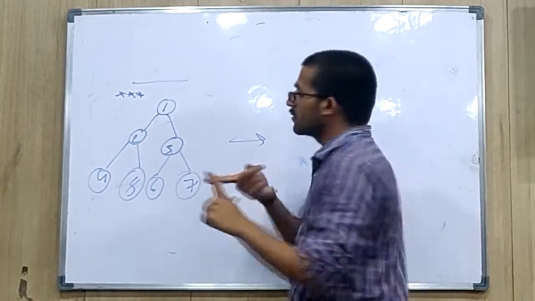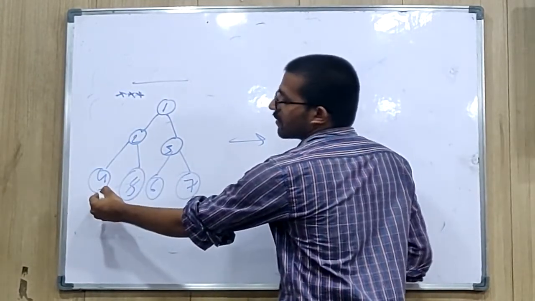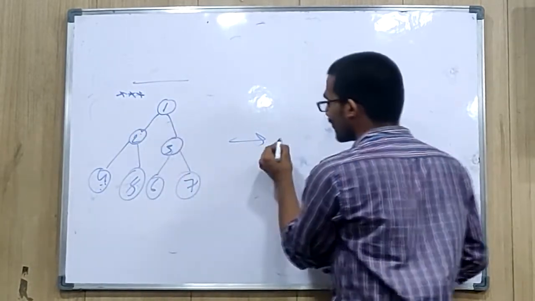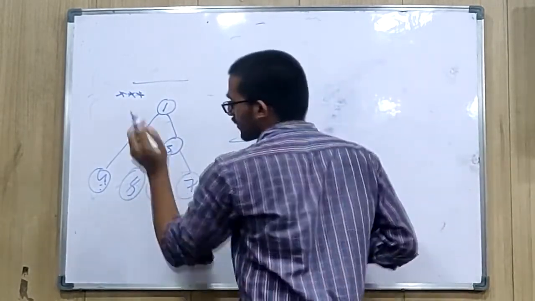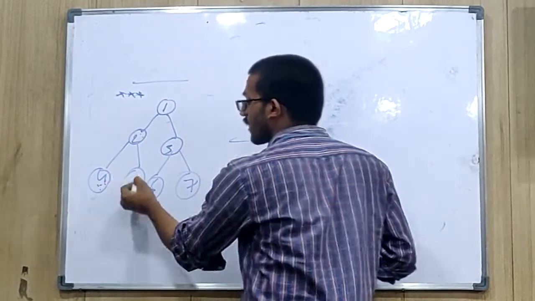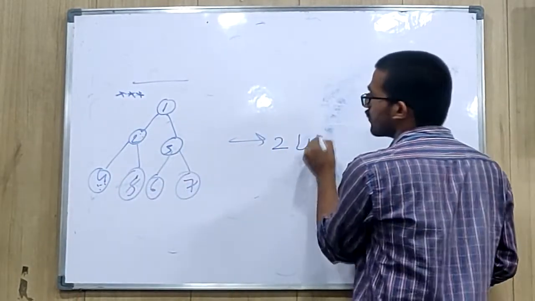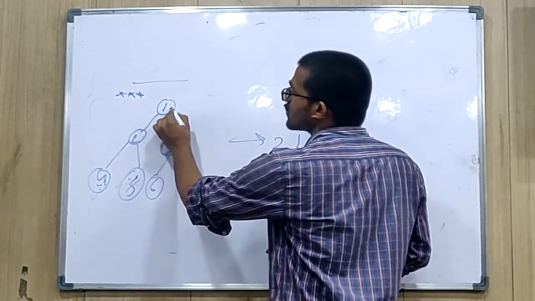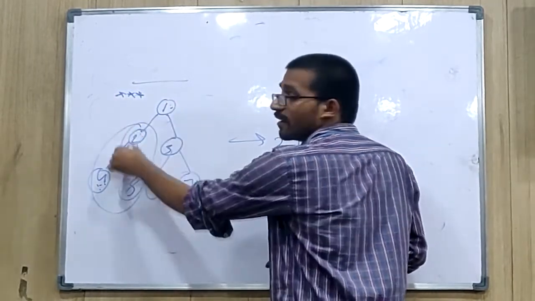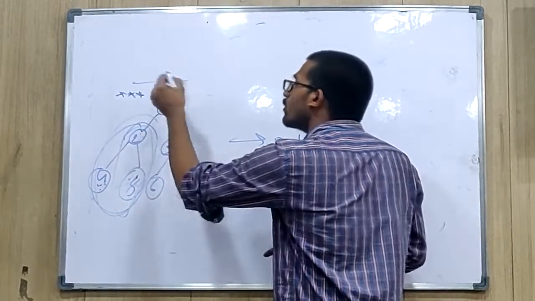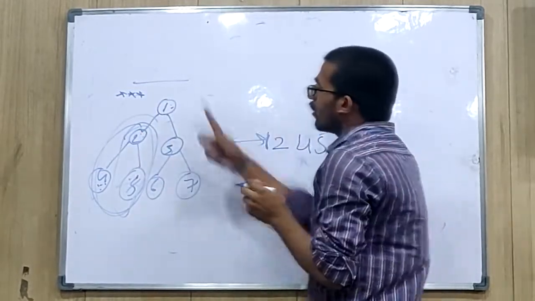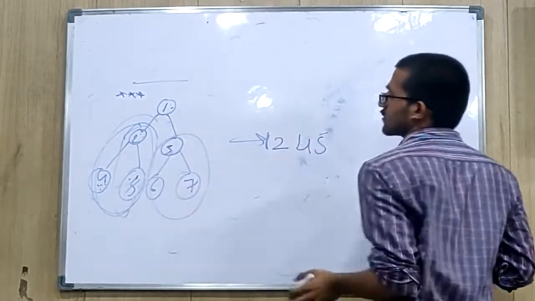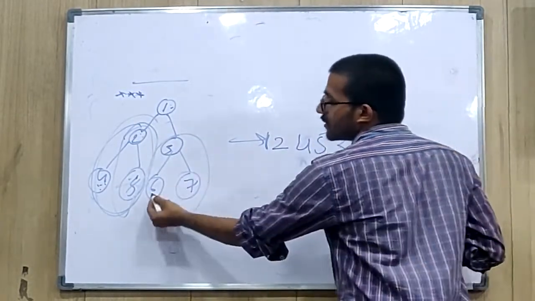Root, left, right. This is a subtree. Check. It will have parent or not. Definitely it will have parent 2. Root, left, right. 4, 5. Then again go here. Before going to this, you want to check if it's having some functionality. So insert 1 here. Root, left. Again come to right. 3, 6, 7.